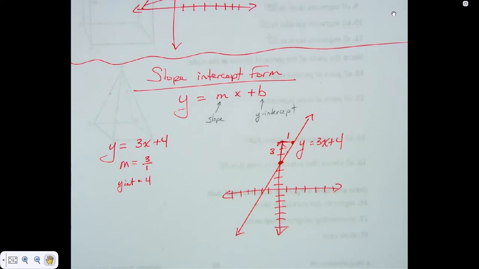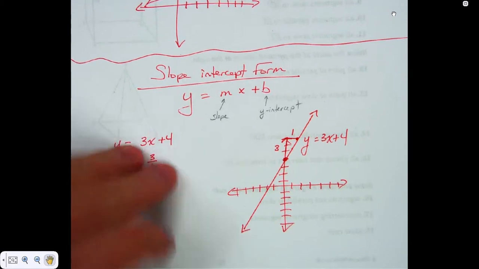There. Has everybody got this down? I'll freeze it. Okay. Next thing we're going to talk about is how to find the equation of the line.